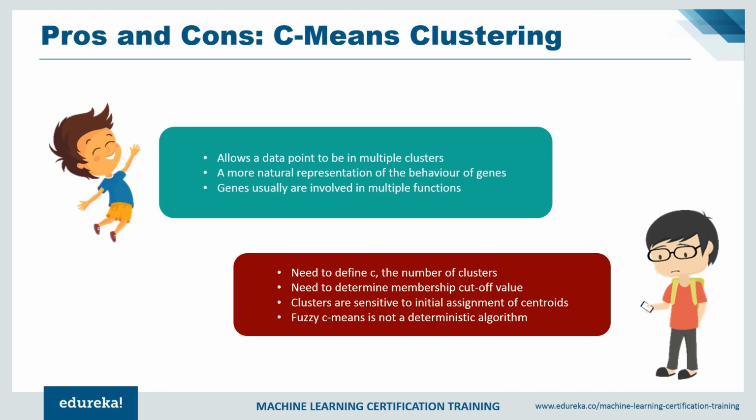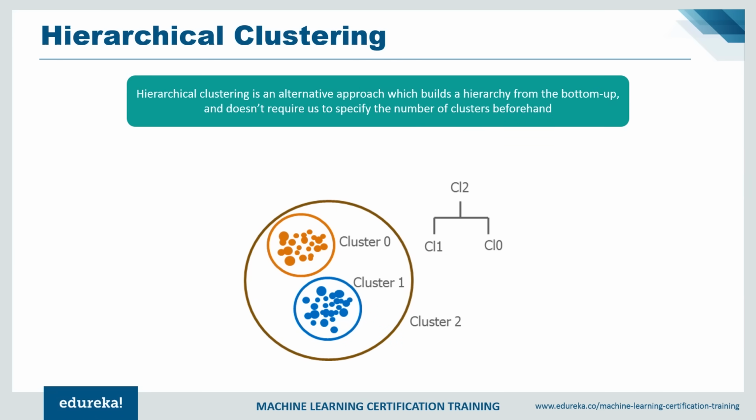And one of the major disadvantages of c-means clustering is that it is a non-deterministic algorithm, so it does not give you a particular output as such. That's that. Now let's have a look at the third type of clustering, which is hierarchical clustering.